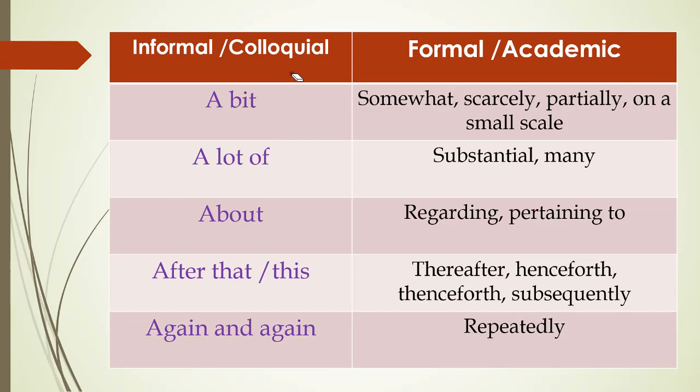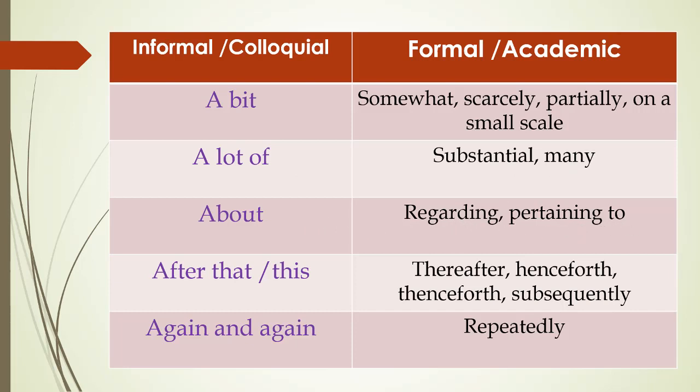Now, on the left hand side we have informal or colloquial words or phrases, and on the right hand side we have the formal replacement. So I'm just going to read it and show you how you can use them in your academic writing. And I have arranged the words or phrases alphabetically. So first we have a bit, and this can be replaced with somewhat, scarcely or partially, or on a small scale. A lot of can be replaced with substantial or many.